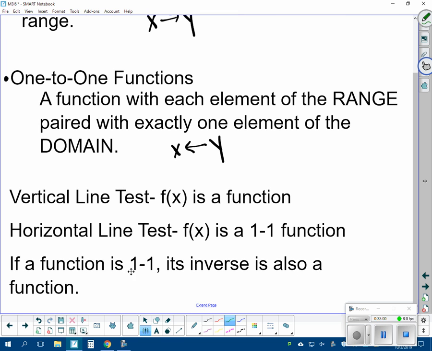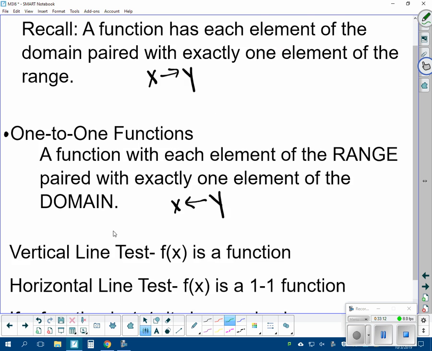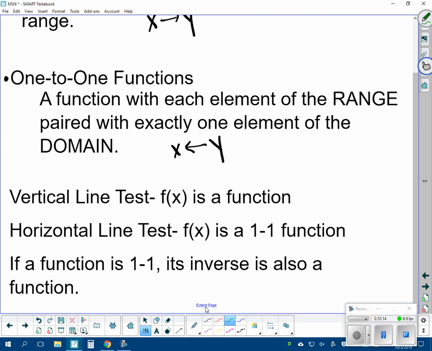Correct. So the conclusion is if a function is one-to-one, its inverse is also a function. But if a function is not one-to-one, its inverse will not be a function. Got it? For one-to-one functions, their inverses are also going to be functions, and that's the takeaway of what you need to know about one-to-one functions. Any questions?